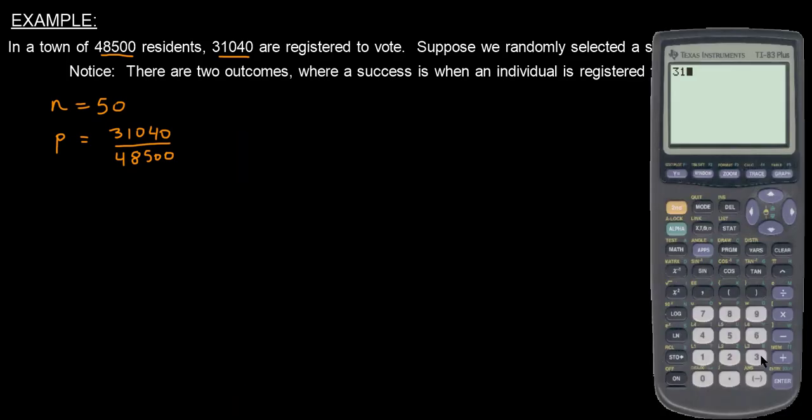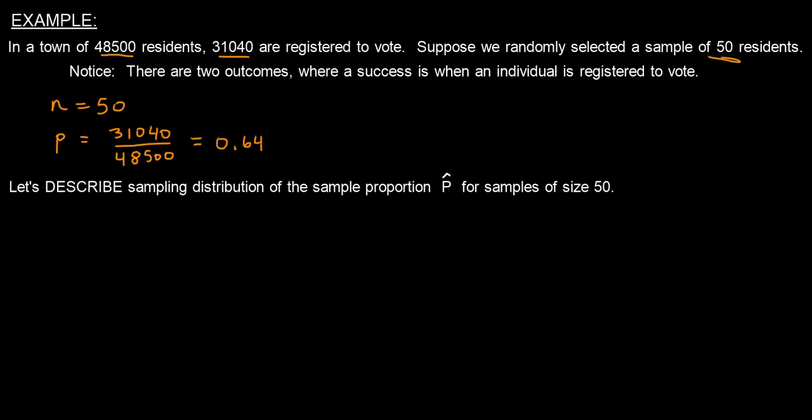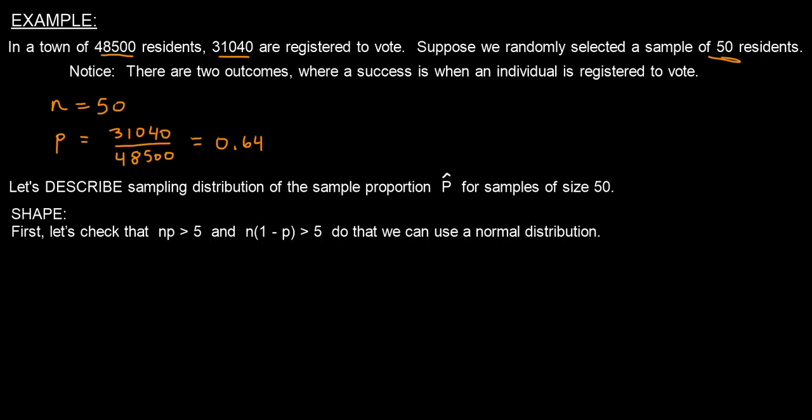Let's check what this value is as a decimal representation. It might be easier for us in that context. 0.64. Before we compute probabilities, let's describe the sampling distribution for sample proportions of sample size 50 from this population. To do that, we will discuss the shape, the center, and the spread of this distribution.